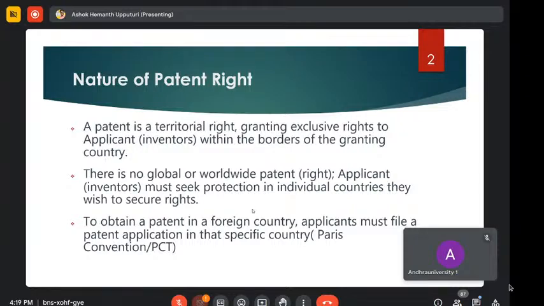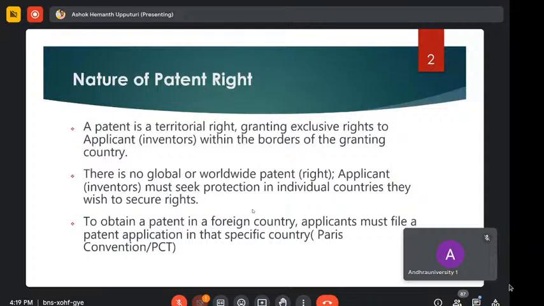Applicant must seek protection in individual countries they wish to secure rights. To obtain a patent in a foreign country, the applicant must file a patent application in that specific country. So if you want to protect your right in other countries, you can choose the Paris Convention or PCT, and if those countries belong to the same regional area, then you can go for the regional patent office also.